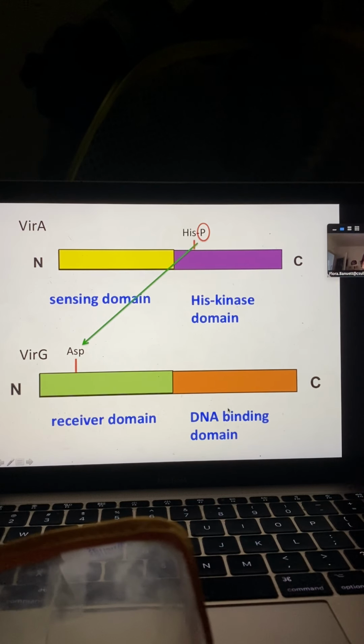So, what do you predict? Let's say this particular histidine residue here, suppose this is histidine residue 100. What happens if I change that histidine residue to an alanine? What do you predict will happen? And the presence of acetylsyringone gone?